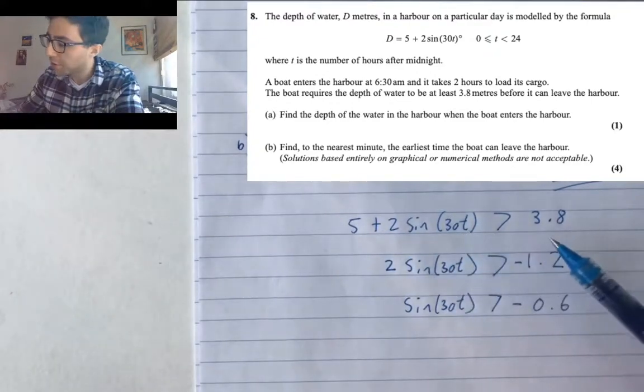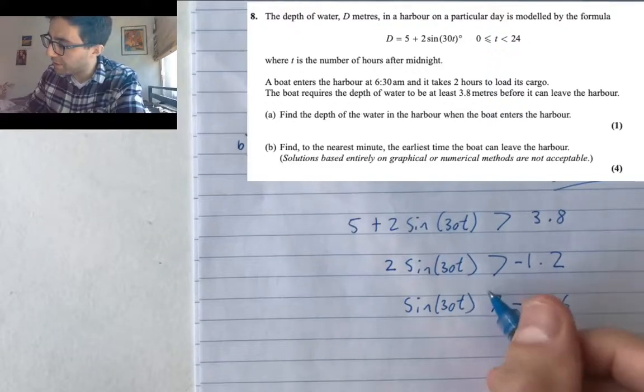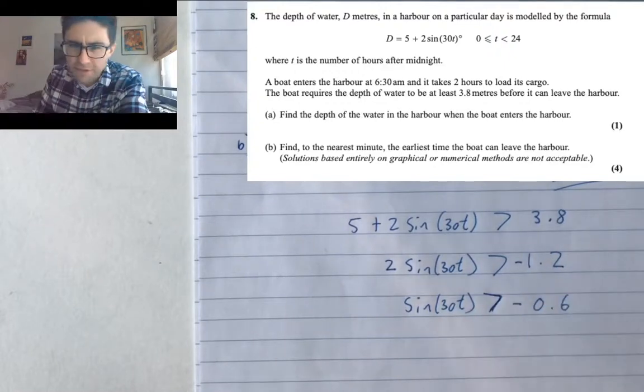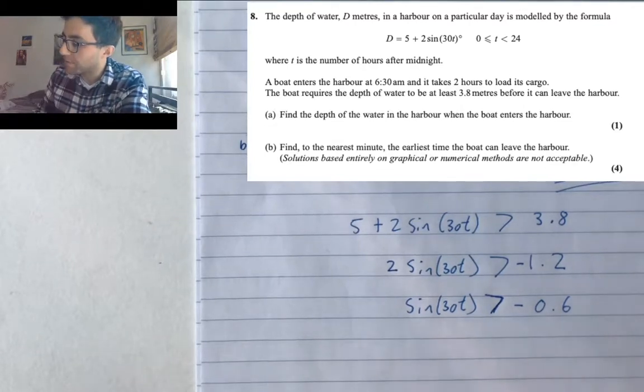There's our function. We say it's bigger than 3.8 because that's what they've asked for. And that is equivalent to saying sine of 30t is bigger than, which looks a bit like a 7 actually. That's pretty controversial stuff. When does a bigger than sign become a 7? That's for any philosophy students out there, get back to me on that. Bigger than minus 0.6.